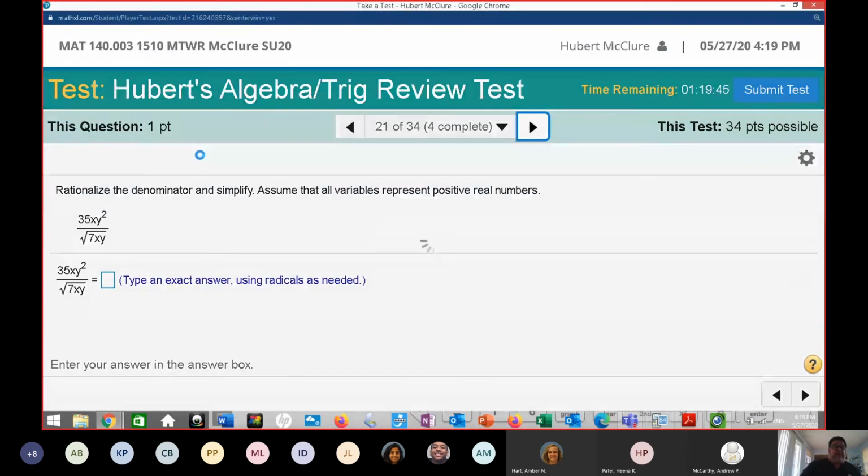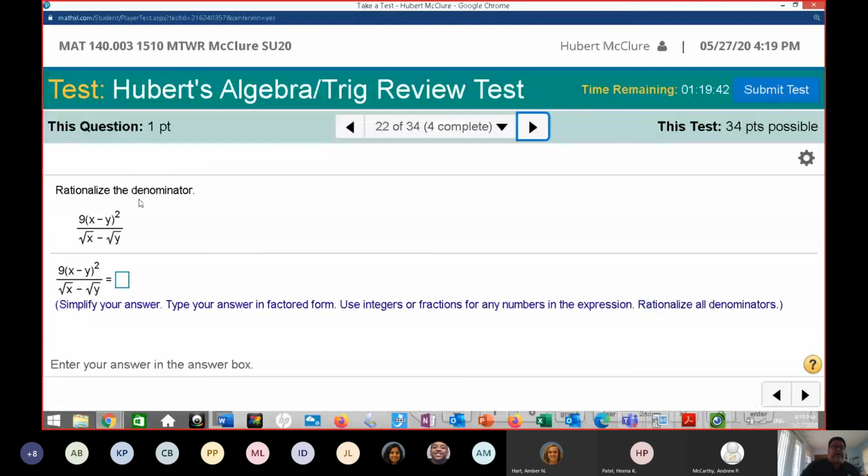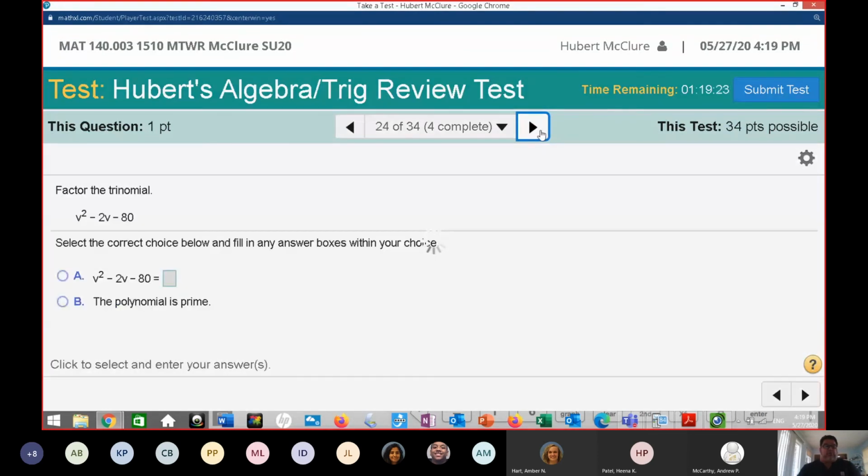Rationalize the denominator, square root of x plus the square root of y over the square root of x plus the square root of y. That's going to give you x minus y on the bottom. Factor using the reverse FOIL. It's not a shortcut because 80 is not a perfect square.